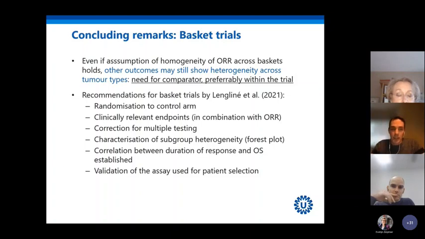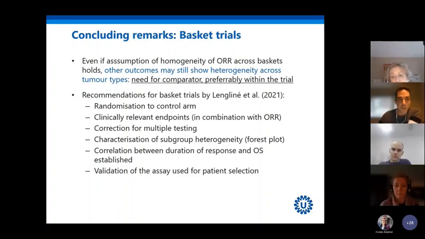And something that's not directly related to the efficacy of the drug or the treatment is also the quality of the assay that is used for the patient selection, because typically in basket trials you identify patients for the treatment using a biomarker, and that has to have good sensitivity and specificity, for instance, to select the right patients that will benefit from the treatment.